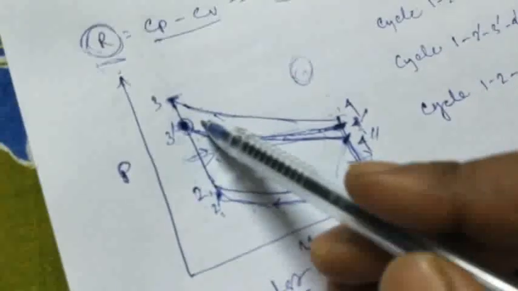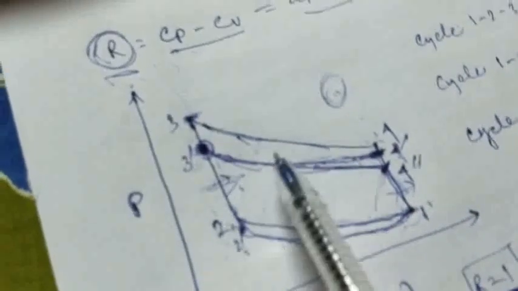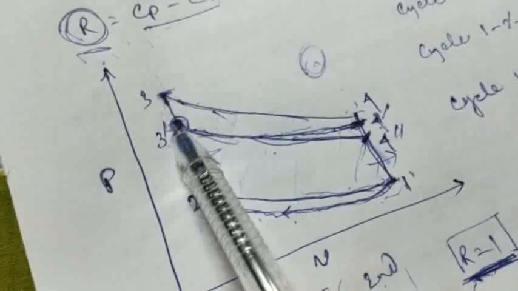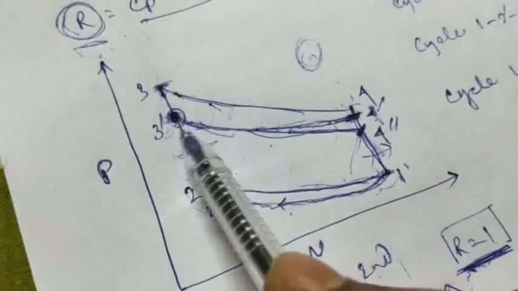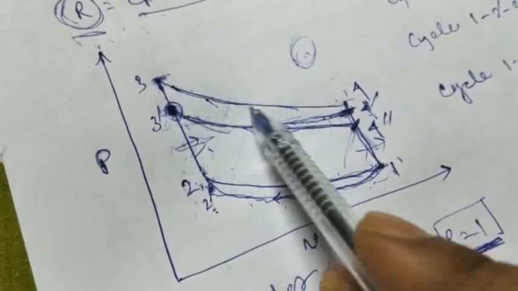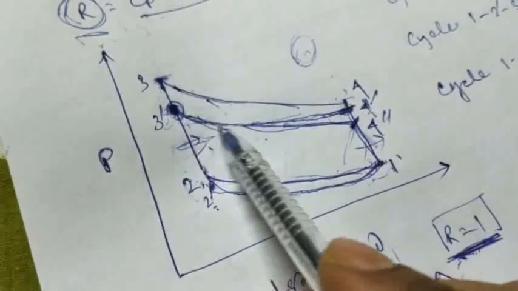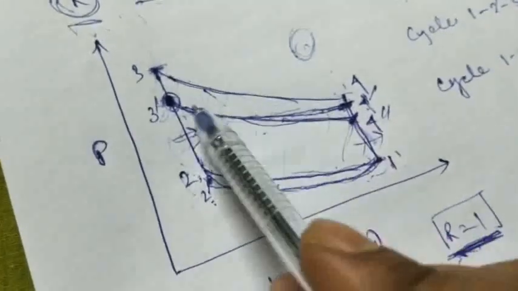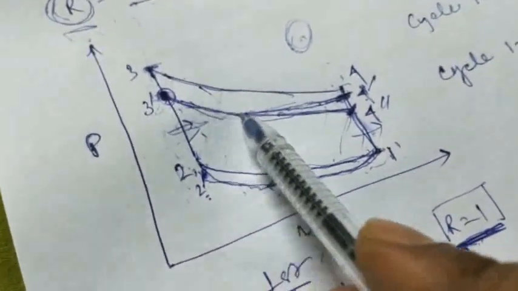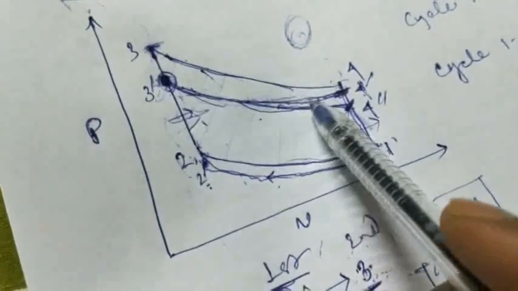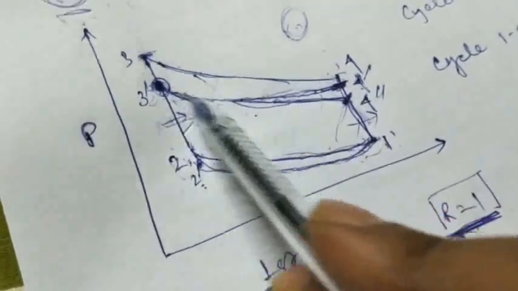Okay. Now, whenever we try to expand from this point with constant specific heat, it will follow a line parallel to this line, because specific heat is not changing. Now, if we follow again variable specific heat, it will follow a line like this.